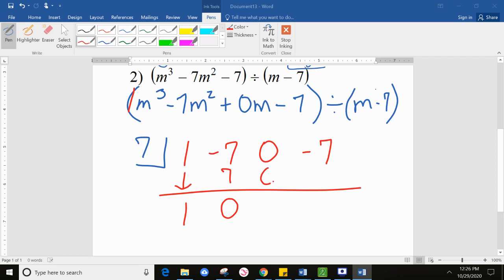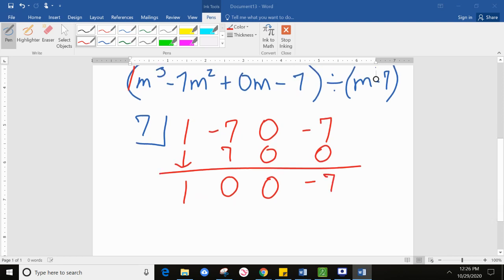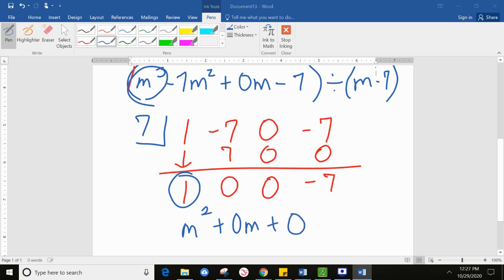All right, be careful on this one. 7 times 0 is 0. Sometimes we will try to make some things up on that. Another 0 here, and we're just adding. All right, so we're left with kind of an odd-looking answer here, aren't we? But we're going to go back and figure out what variables go on what. So on this one, we started with the m to the third. This 1 is the coefficient for what term? It will be m to the second, okay? And then we have a 0m term, and then a 0 constant term. This is your remainder.